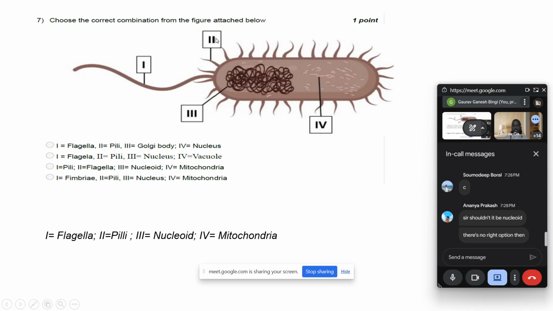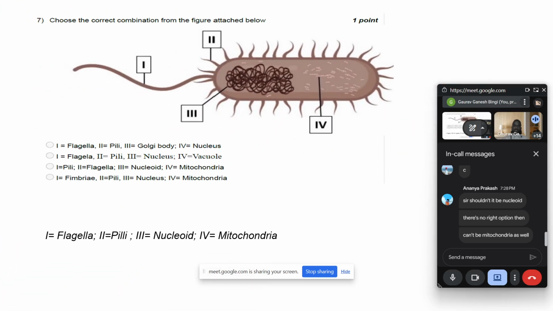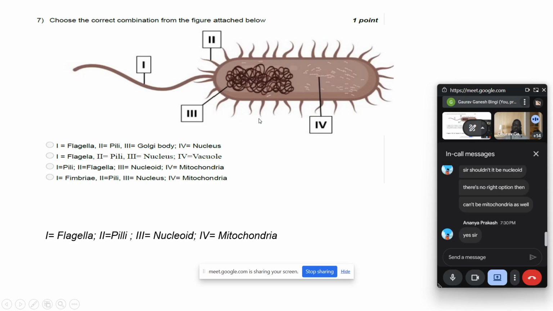So one is flagella, second is pili, third is nucleoid, because it's a bacteria and not a eukaryotic cell, so we cannot call it a nucleus. It's not a true nucleus, so it's called nucleoid. And the fourth one, what they say is mitochondria, but it kind of looks like vacuole also. So we cannot exactly say that, because in the article provided to me they say it's mitochondria, but it doesn't seem like mitochondria. Out of all these options, it somewhat feels like vacuole, but not mitochondria.